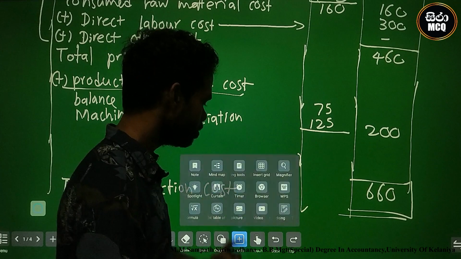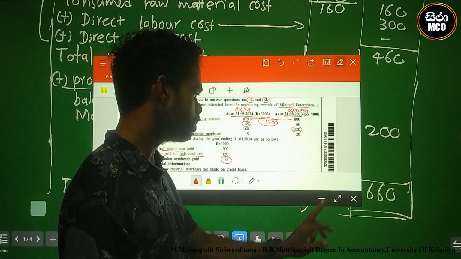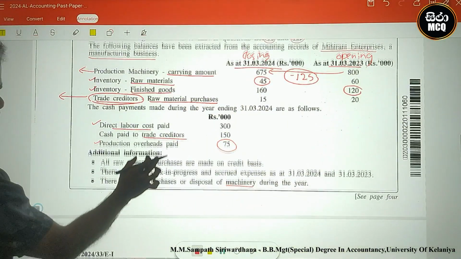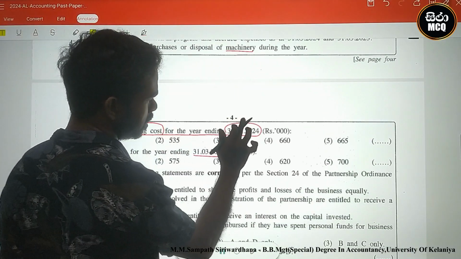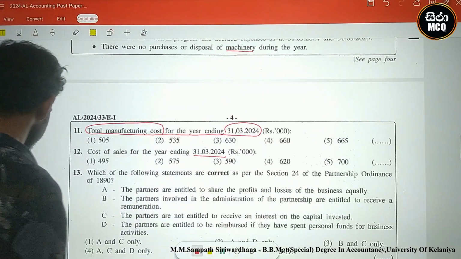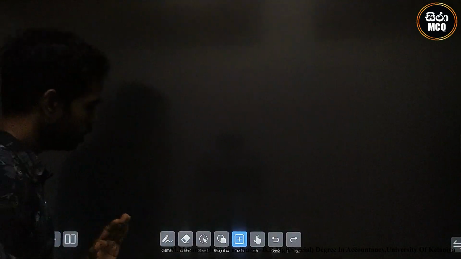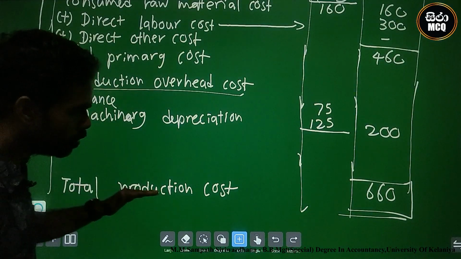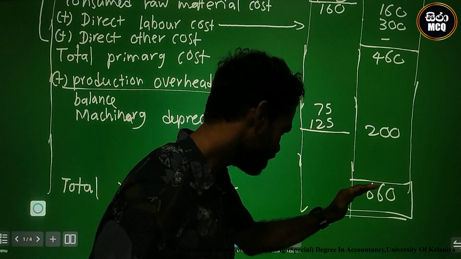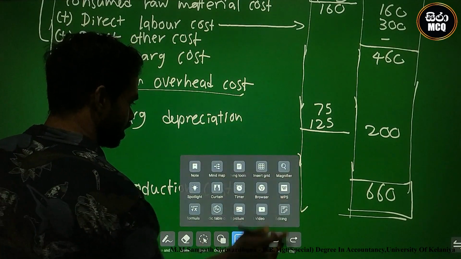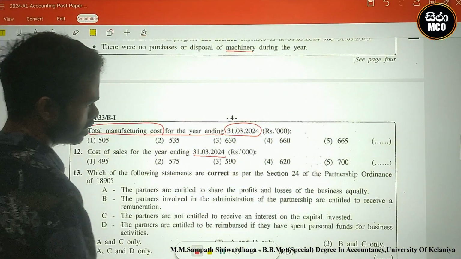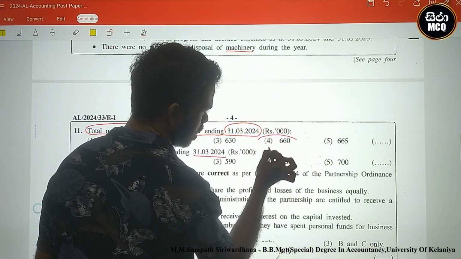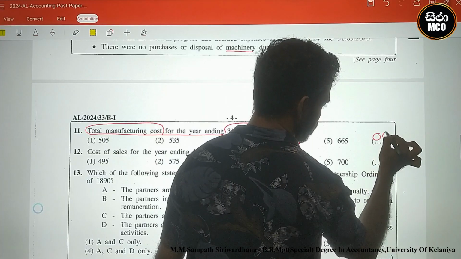The question number 11 requirement is which? Total manufacturing cost for the year ending 31st March 2024. Total manufacturing cost. Look here. Total manufacturing cost is 660. Answer is 660. Answer is 4.